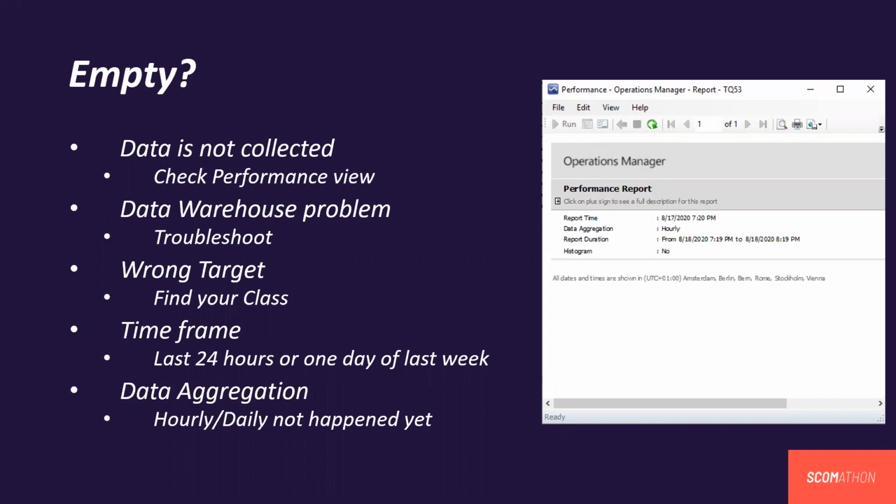And another item would be data aggregation. So if you are looking at hourly data or daily data in the data warehouse in these kind of reports, and you are trying to look for the last 5 minutes, you will not find it there because the data has not aggregated yet. In some cases, this might point back to a data warehouse problem where the aggregation actually doesn't run. So don't fear empty reports, just find out what's going on. One of these will likely be your solution.